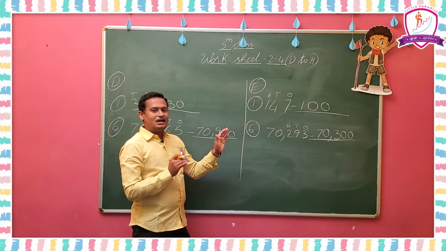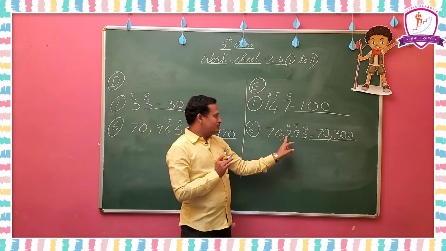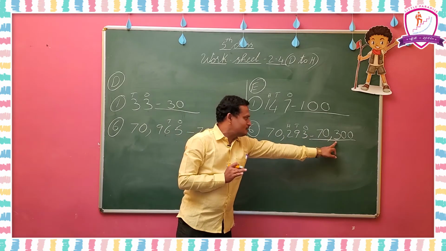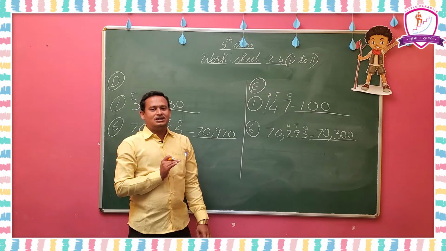Which place are we going to round? After that place, the digits will be zeros. Understood? When you round the hundreds place, you write the numbers only up to the hundreds place. After the hundreds place, all the digits will become zeros.